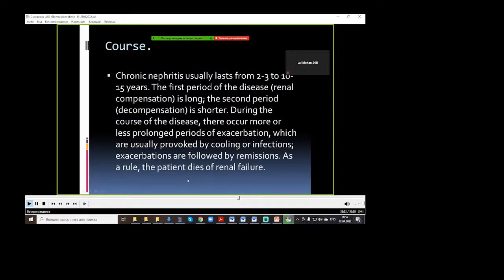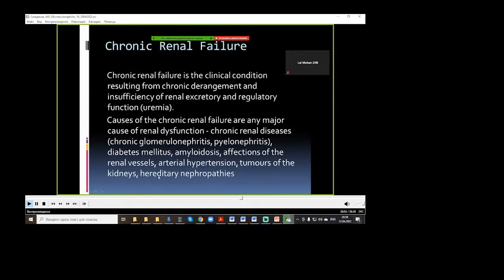Course. Chronic nephritis usually lasts from 3 to 15 years. The first period of the disease, renal compensation, is long. The second period, decompensation, is shorter. During the course of the disease, there occur more or less prolonged periods of exacerbation, which are usually provoked by cooling or infections. Exacerbations are followed by remissions. As a rule, the patient dies of renal failure. That is why we will continue talking about chronic renal failure.